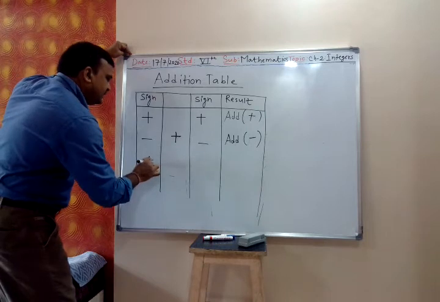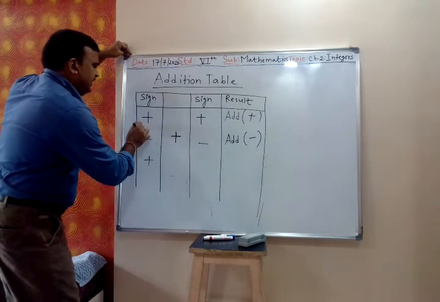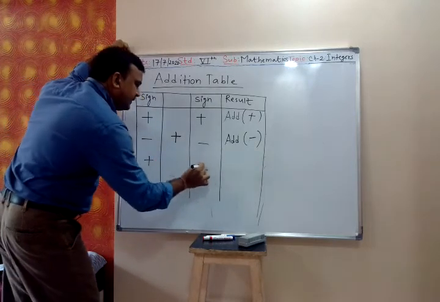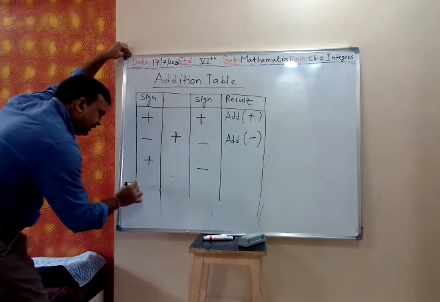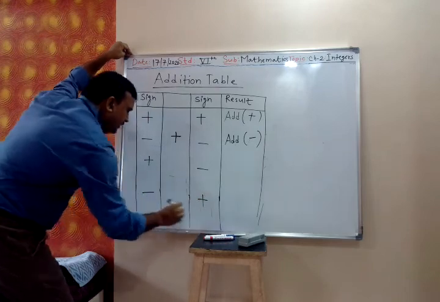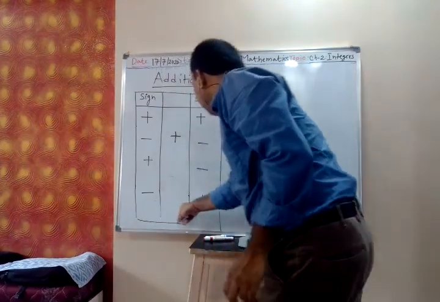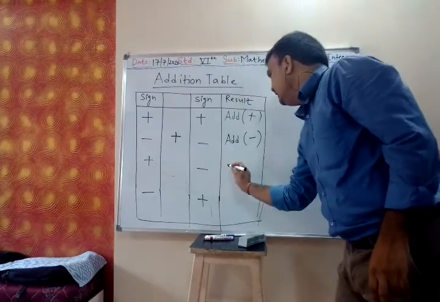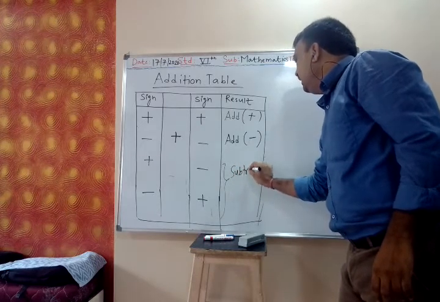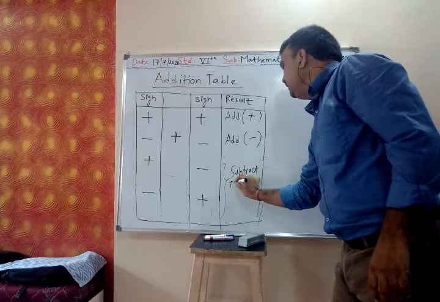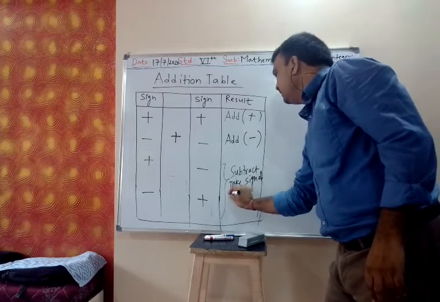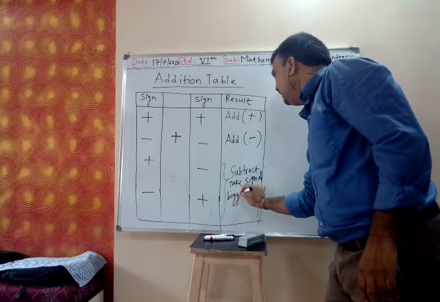Next is plus and minus, and then minus and plus. See here, minus and plus, in these two cases, I will subtract and take the sign of the bigger number.